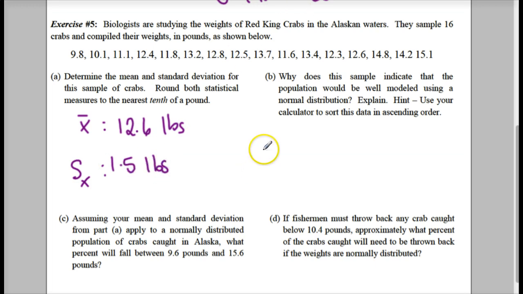B said, why does the sample indicate that the population will be modeled using normal distribution? Hint, use your calculator to sort in ascending order. Now, first of all, why does it model in normal distribution? So the first thing we need to check, what is one standard deviation above and what's one standard deviation below?